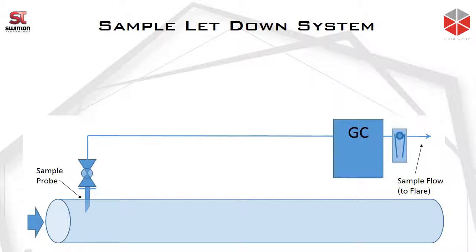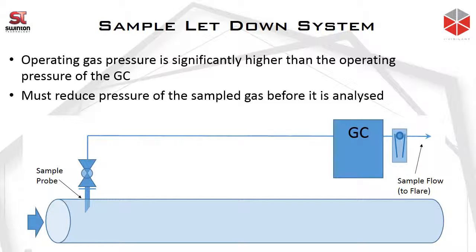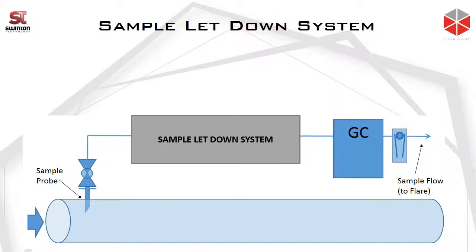Now on to the sample letdown system. The operating gas pressure is significantly higher than the operating pressure of the GC. For example, the line pressure may be at 100 bar, whereas the safe pressure for the sample gas to enter the GC is usually around 3 bar. So we must reduce the pressure of the sampled gas before it is analysed. For this reason, we use a sample letdown system, which provides pressure reduction.